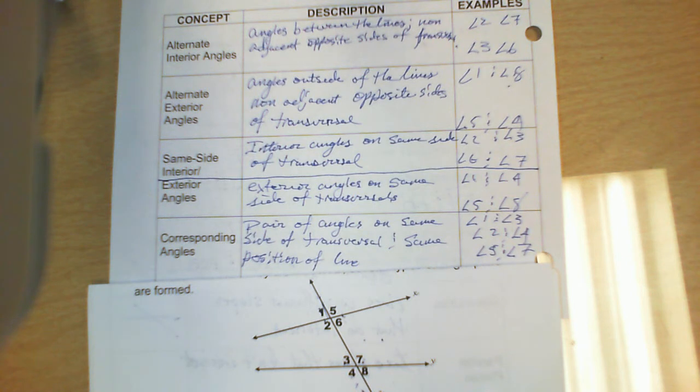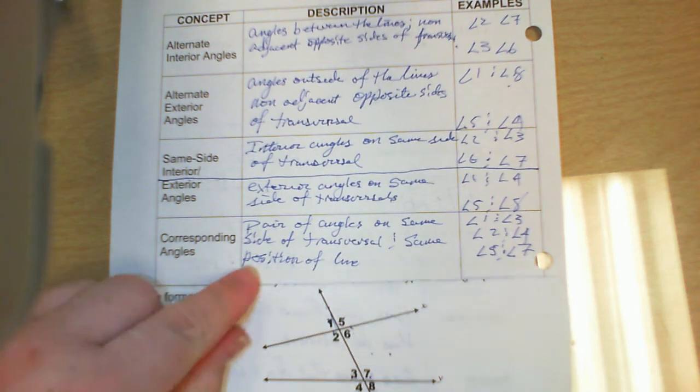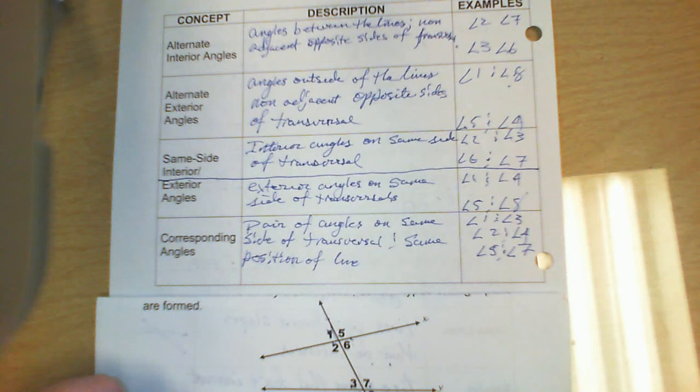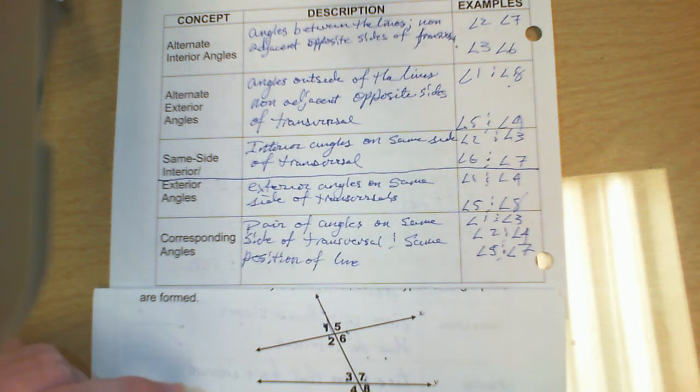Okay? Yes, ma'am. What does the last sentence say? The last sentence down here. Pair of angles on the same side of the transversal and on the same position of the line. Okay? So in other words, on the line, they're in the same position, yes.